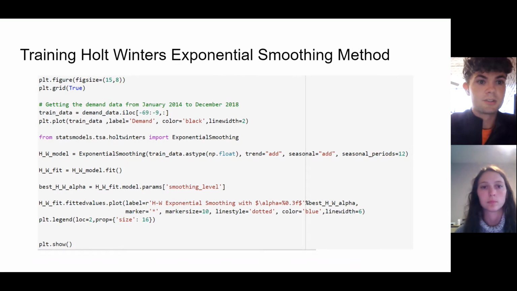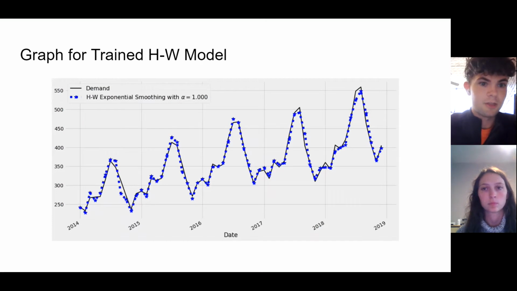Next we trained a Holt-Winters exponential smoothing method. You can see that the hyperparameters we implemented in the Holt-Winters model were the additive trend and the additive seasonal, and then we implemented 12 periods for the 12 months in a year. That is the graph for the trained Holt-Winters model. You can see that Holt-Winters definitely followed the model very well when alpha is equal to 1.0, as expected.